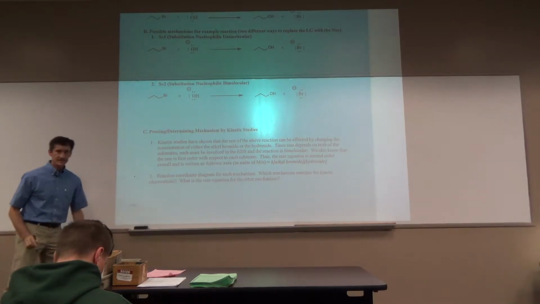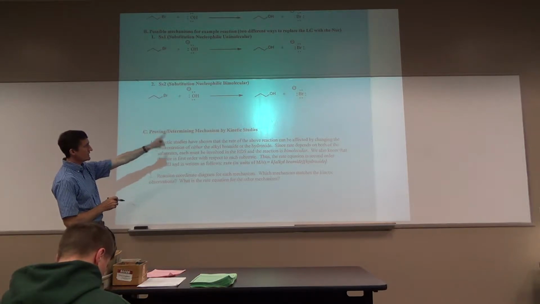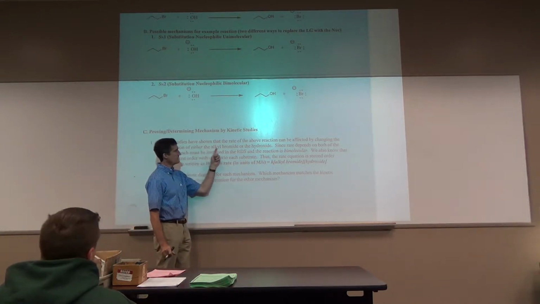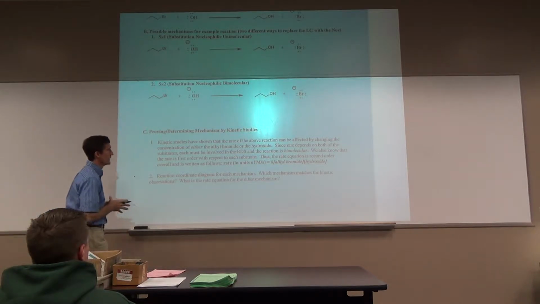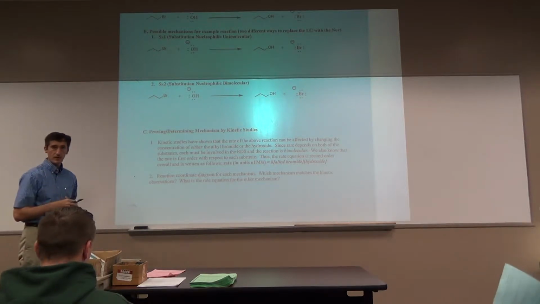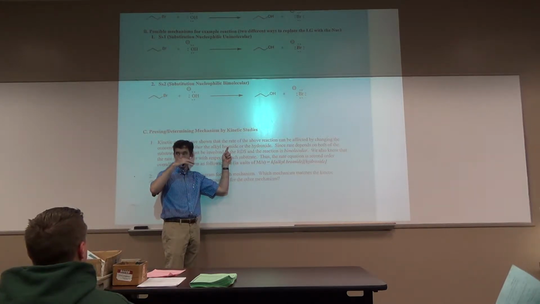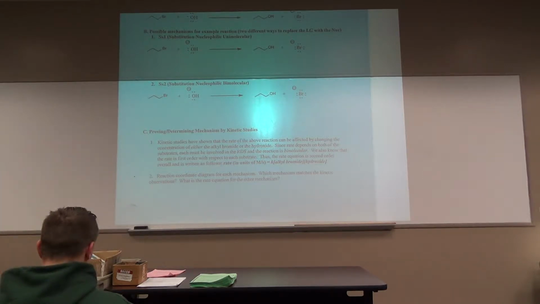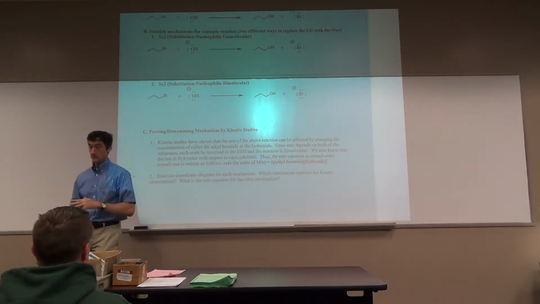Determining mechanism by kinetic studies. Kinetic studies have shown that the rate of the above reaction can be affected by changing the concentration of either the alkyl bromide or the hydroxide. You can change the rate of either one and you can affect the rate. By the way, if you increase one of these, the rate will increase because it's becoming more concentrated and that's more likely for one molecule to interact with another, right? And if you decrease the concentration of these, you will decrease the rate, right?